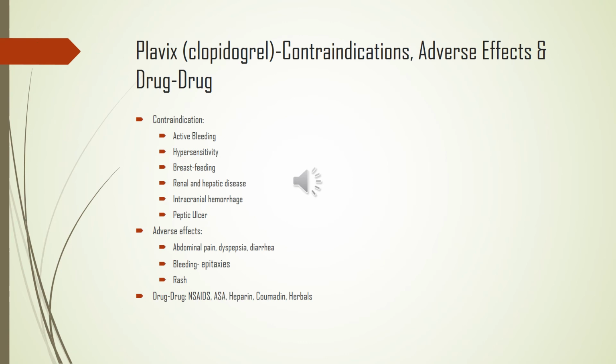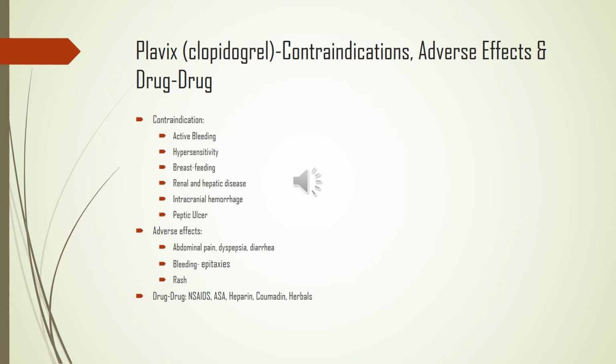Okay, contraindications, adverse effects, and drug to drug interactions. Drug to drug is going to be, if you've noticed, always NSAIDs, aspirin, heparin, Coumadin, and herbals with your antiplatelet, because it's going to affect how it stops the aggregation. It could interfere with it.